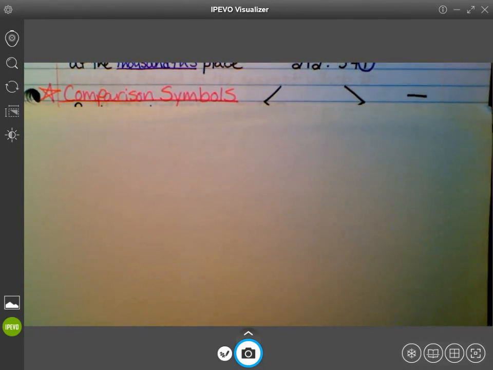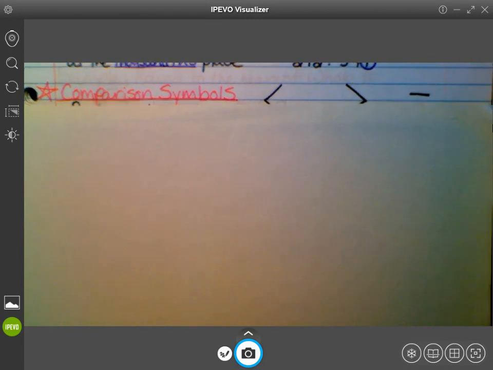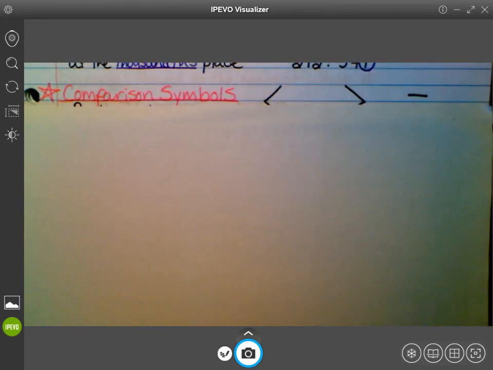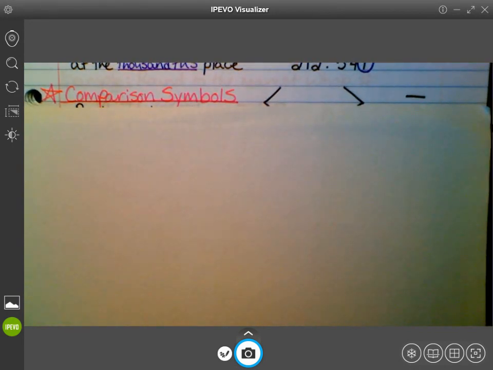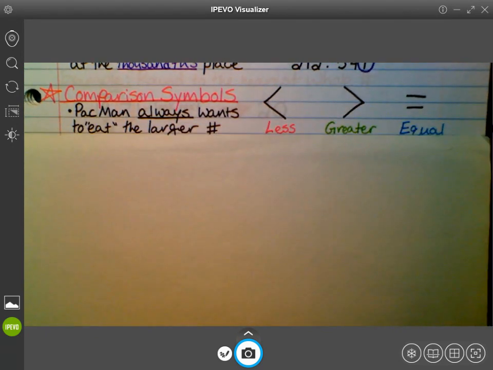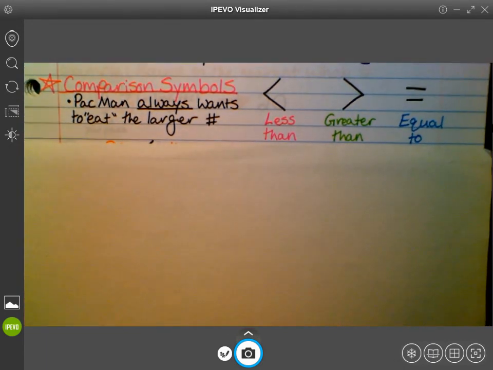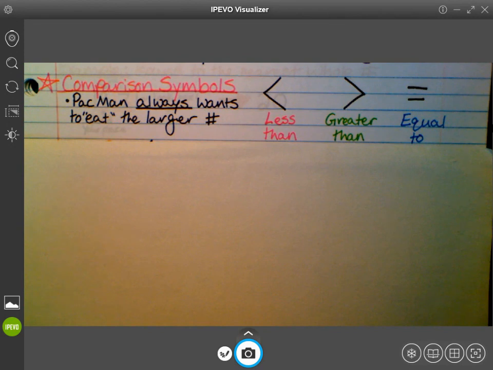Okay. So comparison symbols. And comparison is spelled C-O-M-P-A-R-I-S-O-N, and symbols, S-Y-M-B-O-L-S. So, these are the notes we're taking. Right underneath where I wrote comparison symbols, I wrote Pac-Man. Some of you say it's an alligator, always wants to eat the larger number. Notice I put quotation marks around "eat." And I'll explain what that means here in a second.